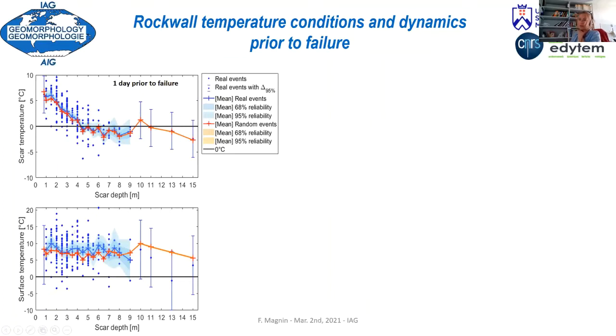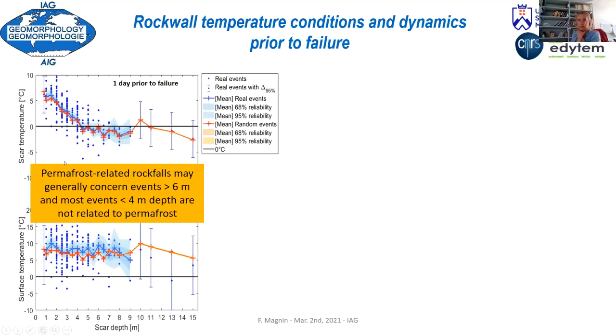And surface temperature was mostly positive, whatever the scar depth. So what we can say from that is that permafrost-related rockfalls, so rockfalls that occur at negative temperature, may only concern events that occur at depth greater than 6 meters. And most events that are shallower than 4 meters are not related to permafrost.